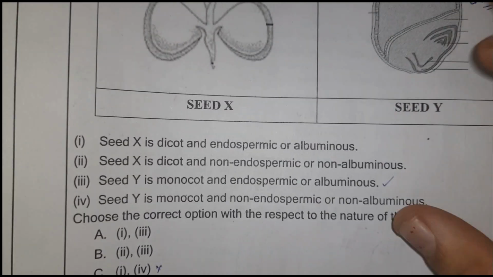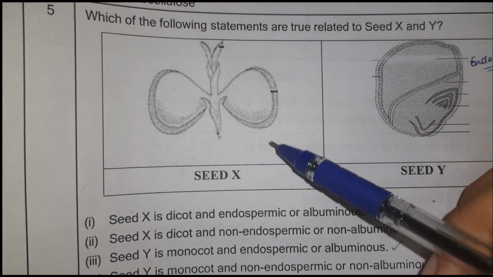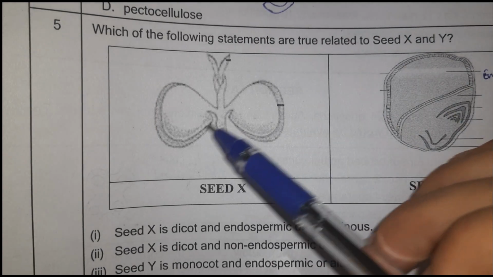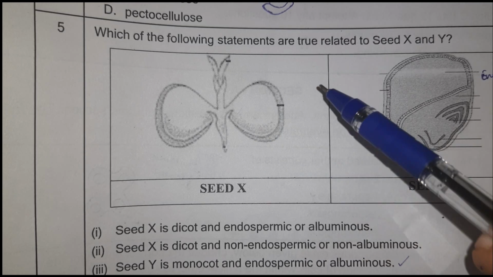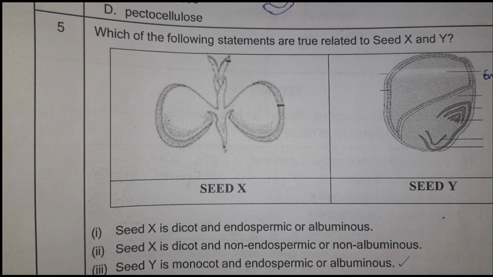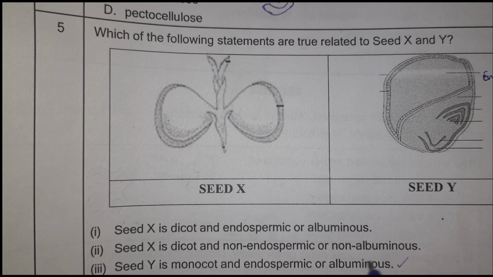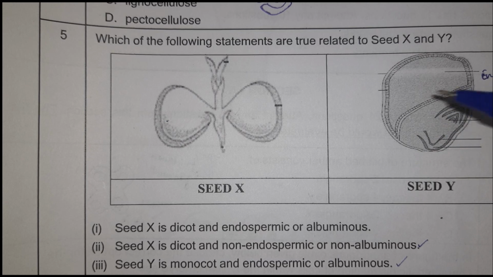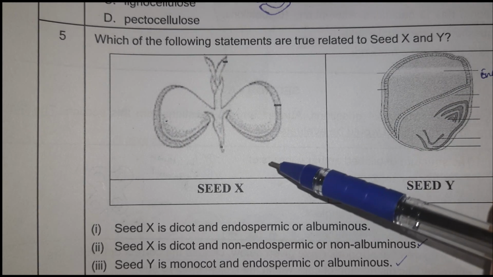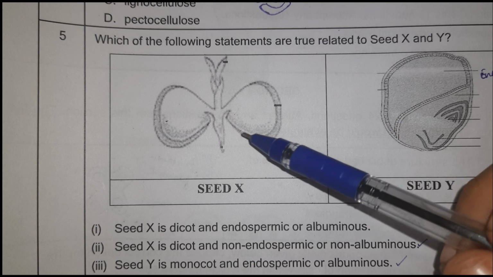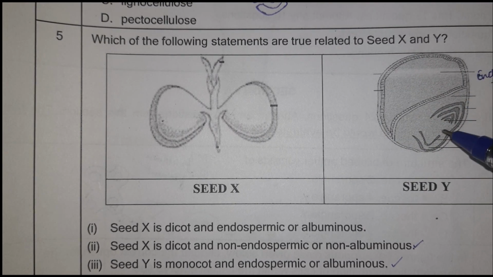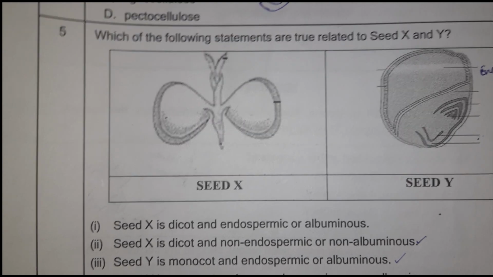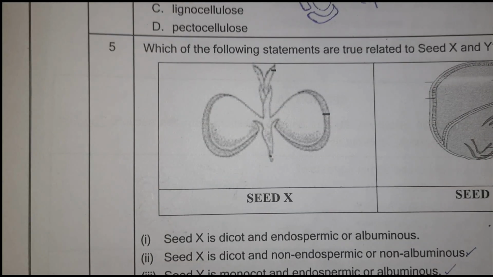When we look at seed X, it is a dicot seed, but there is no endosperm in this case. These are cotyledons. That's why we call it a dicot seed, but there is no endosperm. So seed X is dicot and non-endospermic or non-albuminous, and option B will be correct. In the case of seed X, the entire endosperm is consumed during the development of the embryo, whereas in seed Y, we still have some endosperm remaining after the full development of the embryo. Okay, next is question number 6.